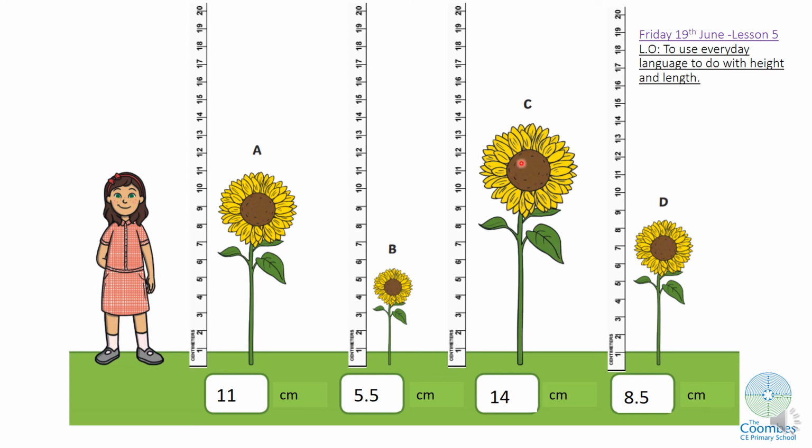Let's have a look at C. Let's go across. This one is definitely closer to number 14, so this one is 14 centimetres. And this sunflower here, I think it's the same as B. Go across and it looks like it's in the middle. So you could say it's 8 centimetres, you could say it's 9 centimetres, or to be really accurate, you could say 8.5 centimetres.